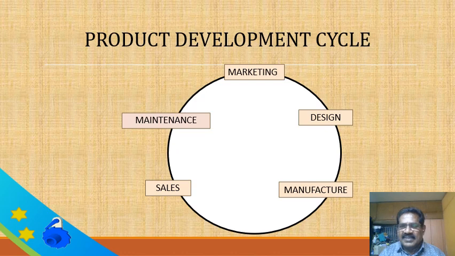The product development cycle is a cycle where the product gets made. Drafting plays a role in this cycle. Initially, marketing tries to understand the requirements, and based on the requirements, the design will be made. The design gets manufactured, and then it is sold, and maintenance happens. Once again the marketing team finds out what is wrong with the product, and then the rectification process follows. So this is a continuous cycle.